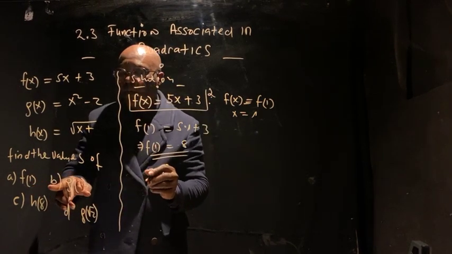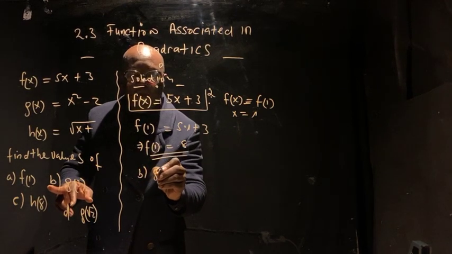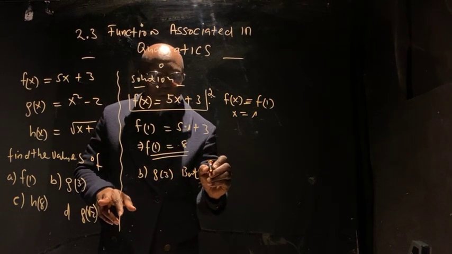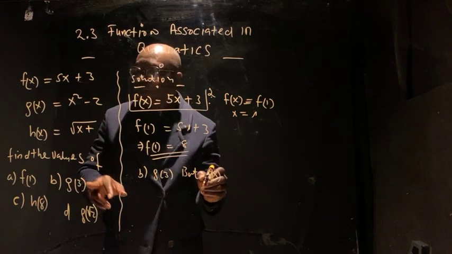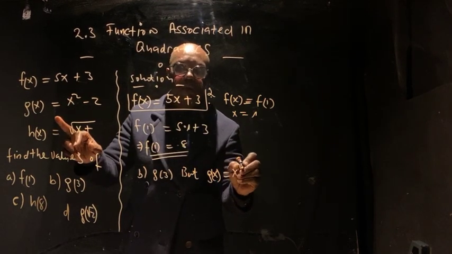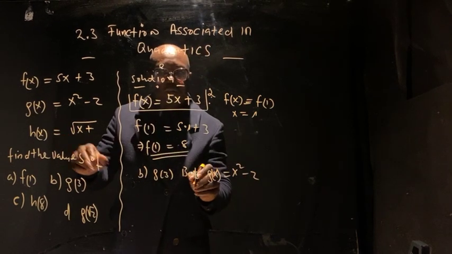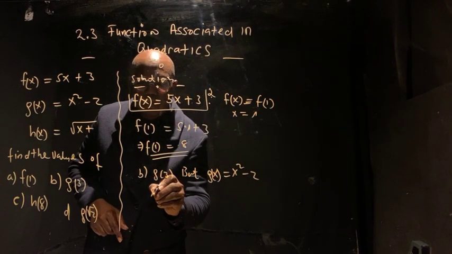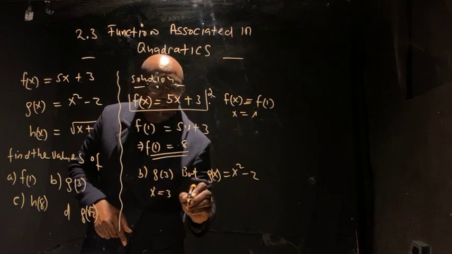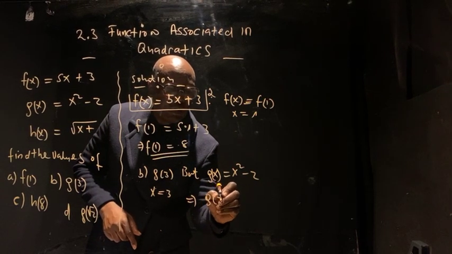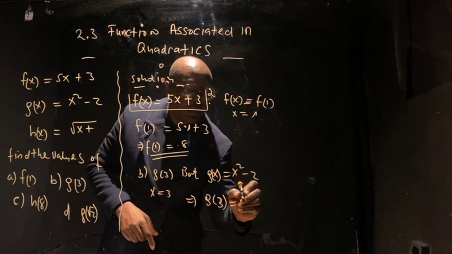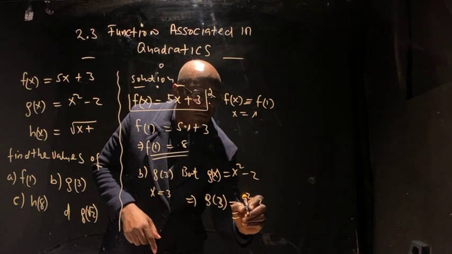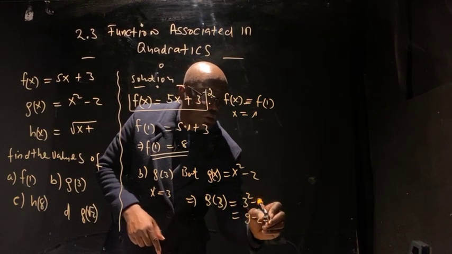Secondly, you are requested to find g of 3. But given that g of x has been given to be equal to x squared minus 2, comparing g of 3 and g of x, it indicates that x is equal to 3, which implies g of 3 equals 3 squared minus 2. In that case, we have 9 minus 2 equals 7.